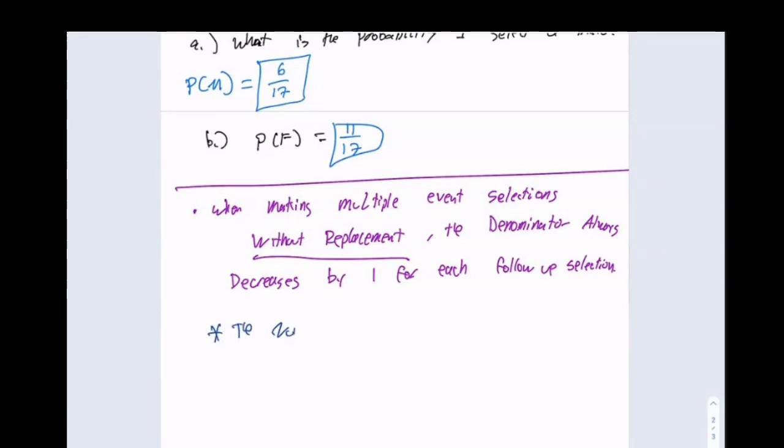The numerator will only decrease if making the same selection.